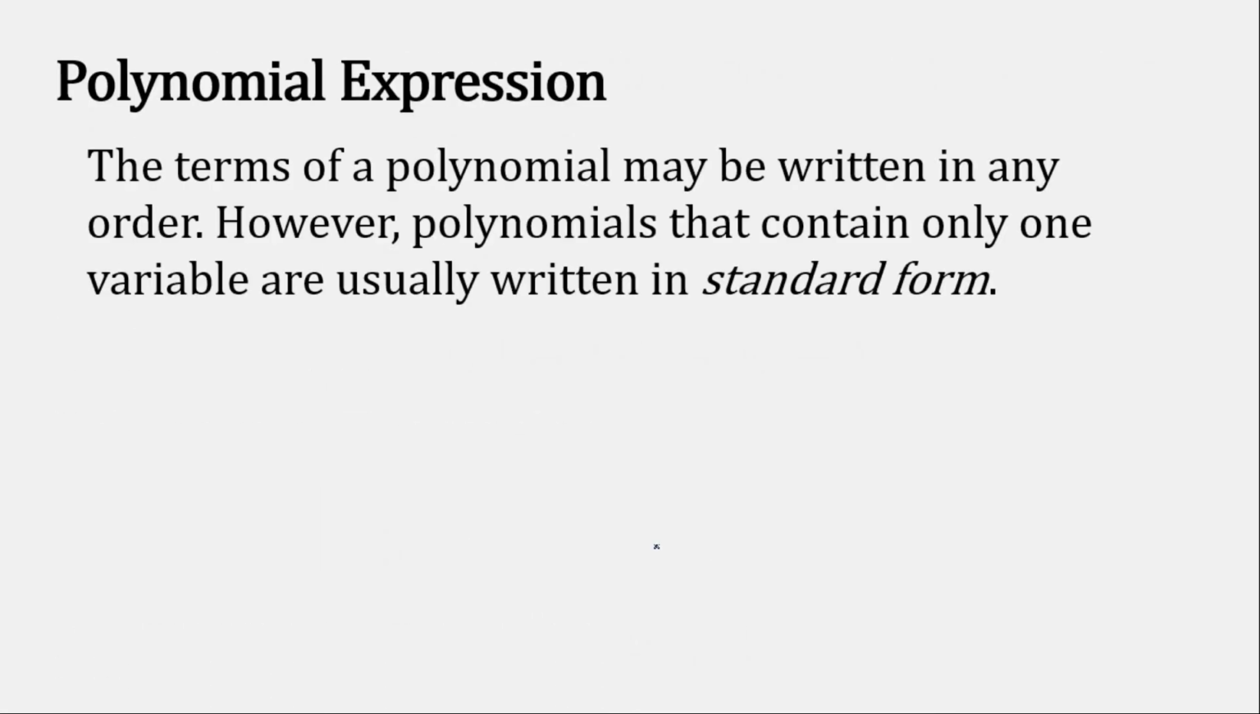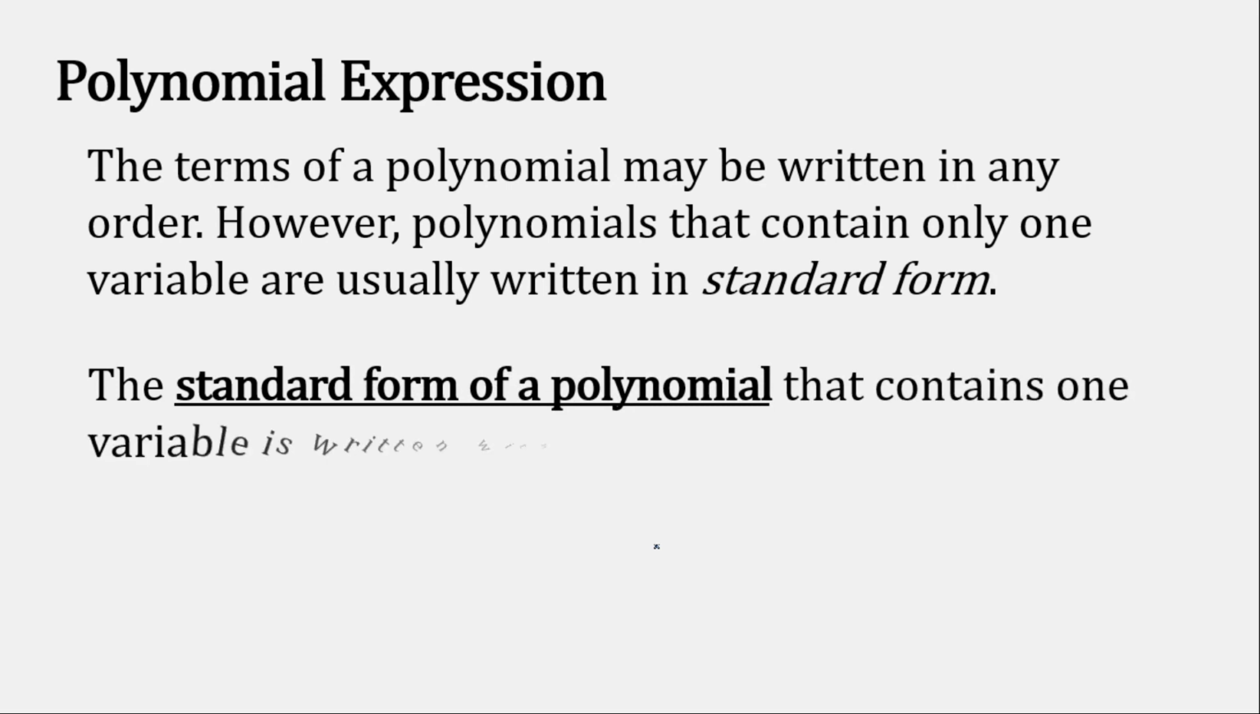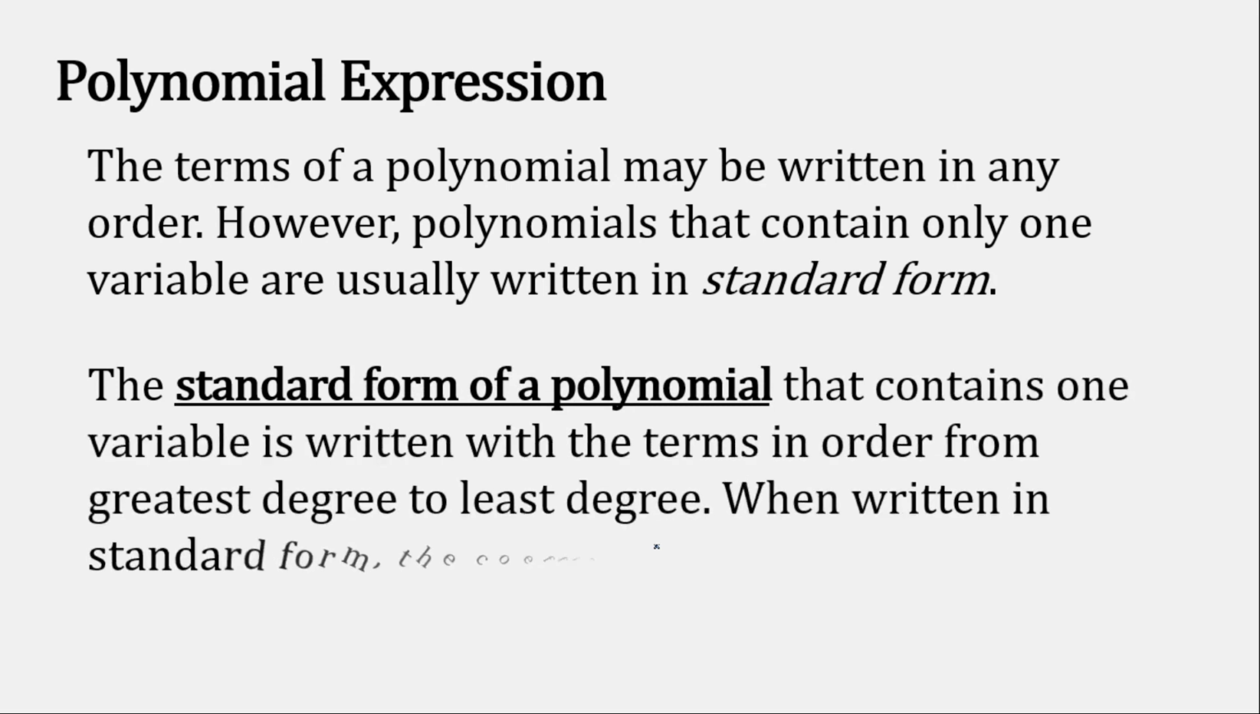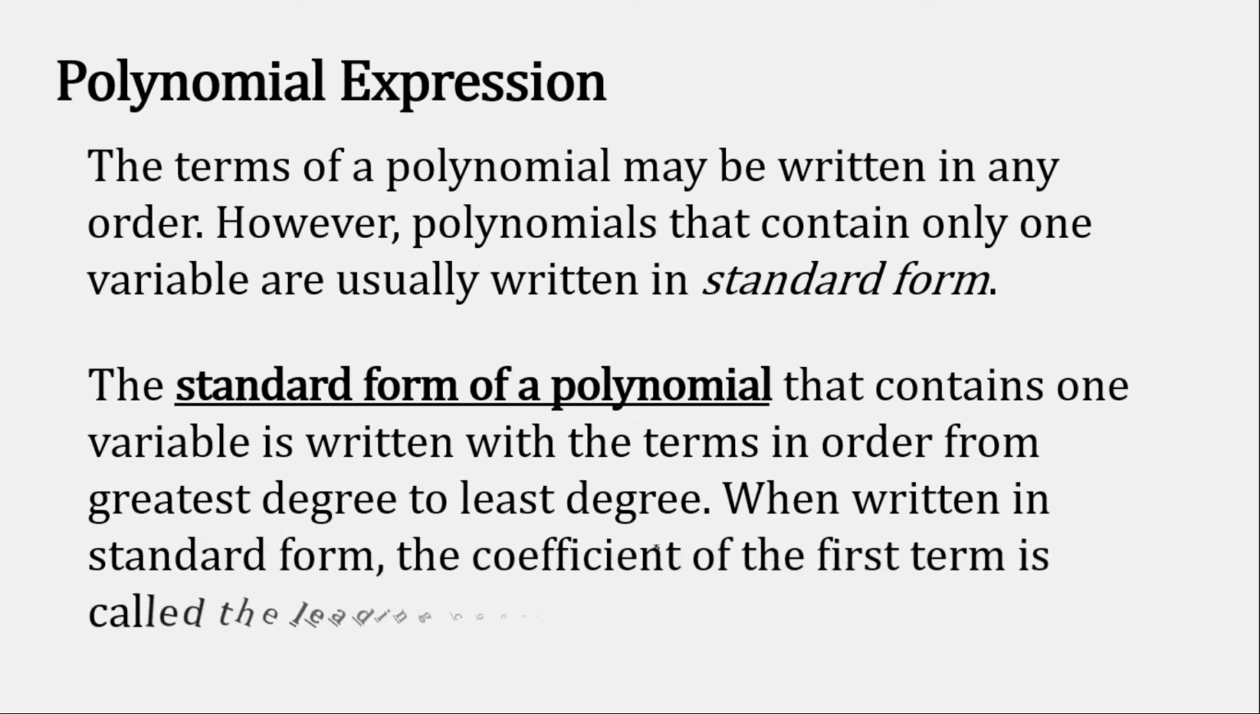The terms of a polynomial expression can be written in any order. However, a polynomial that contains only one variable is usually written in standard form. The standard form of a polynomial that contains one variable is written with the terms in order from greatest degree to least degree. When written in standard form, the coefficient of the first term is called the leading coefficient. Now, let's try to do this.